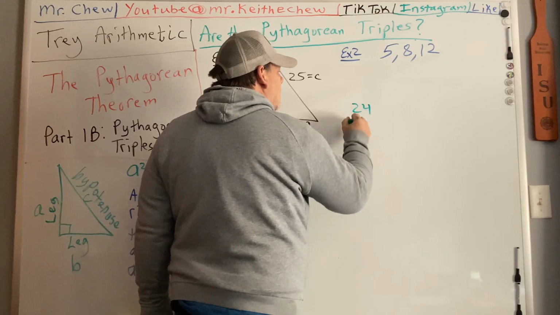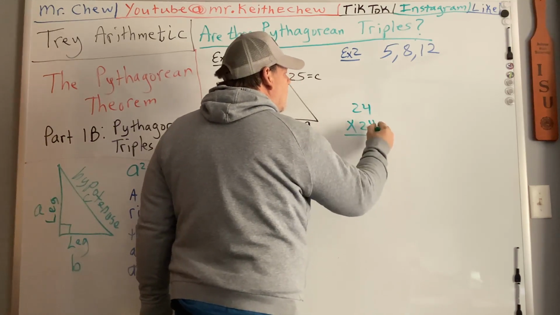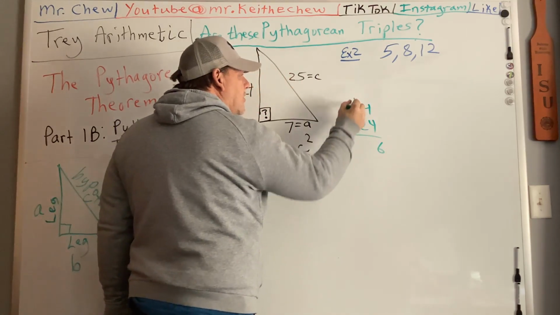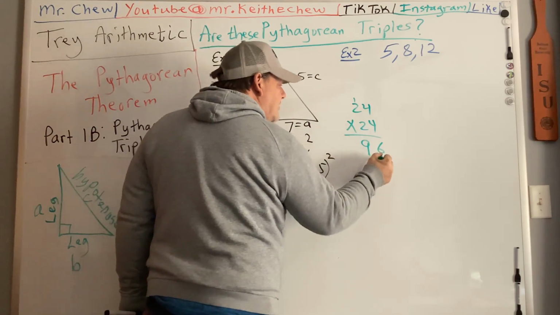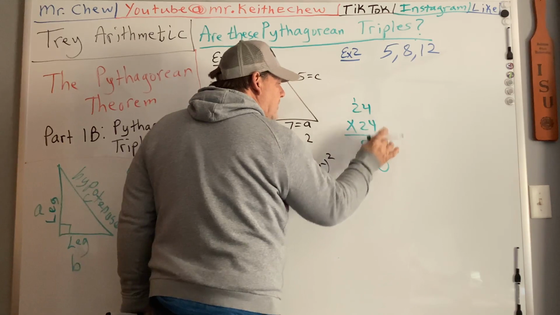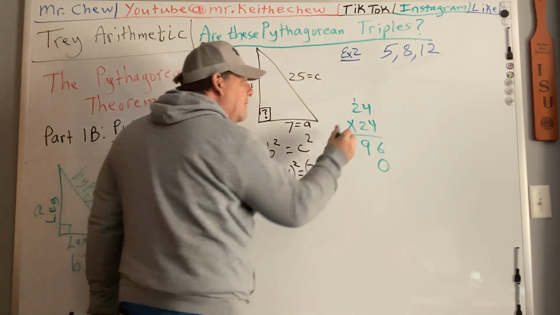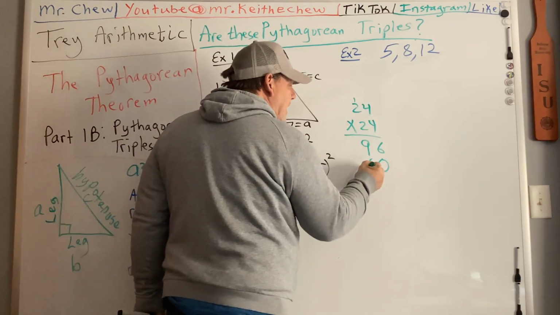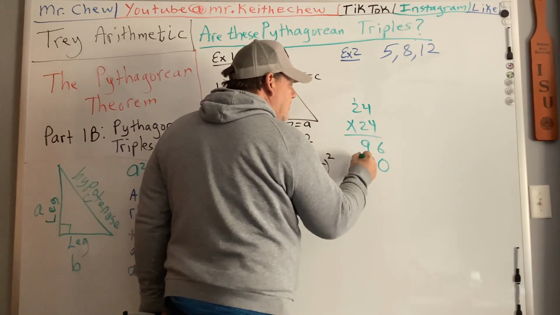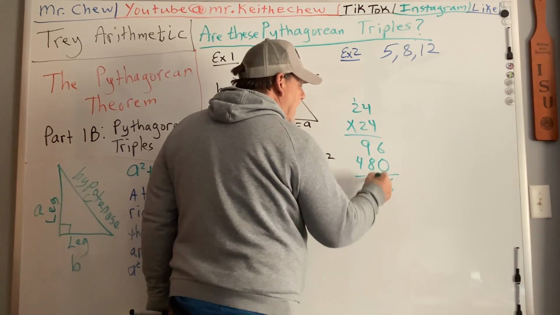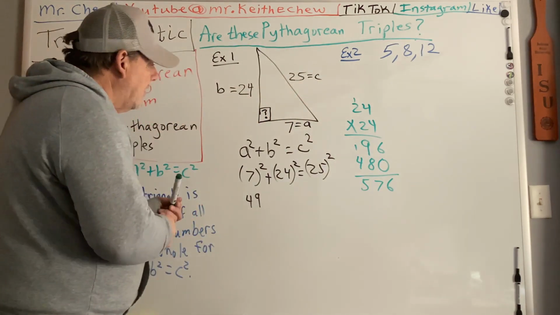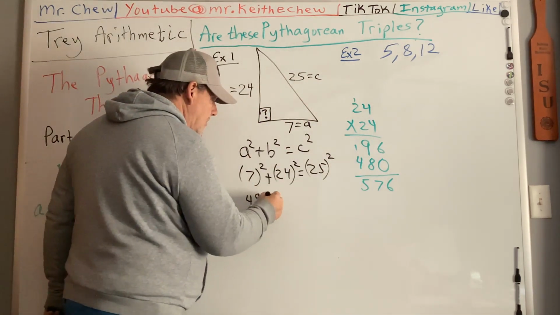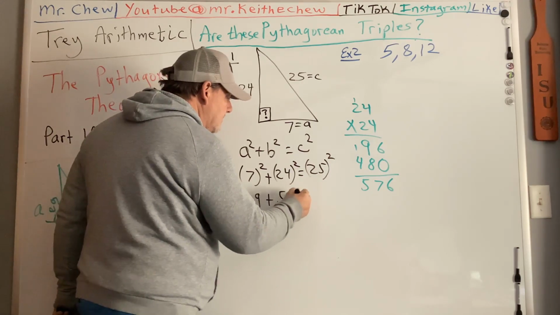24 times 24. 4 times 4 is 16, carry the 1. 4 times 2 is 8, plus 1 is 9. I always have to put a 0 here to hold this place value because I've already multiplied it. 2 times 4 is 8. 2 times 2 is 4. Add down, 17, carry the 1, 576. So I know that this one is plus 576.